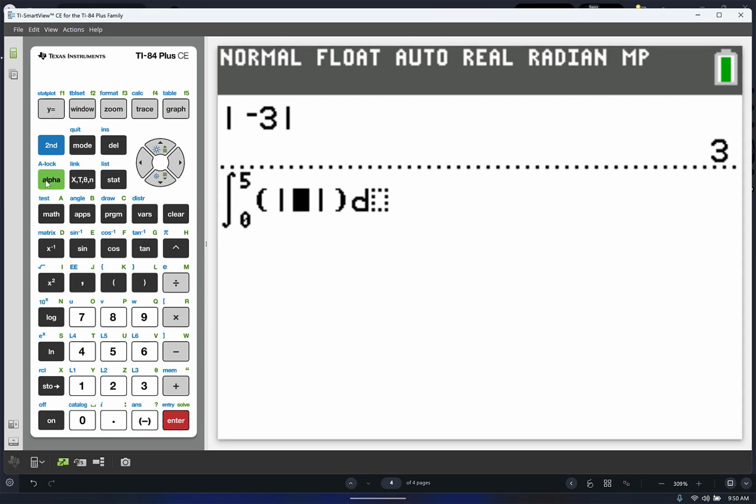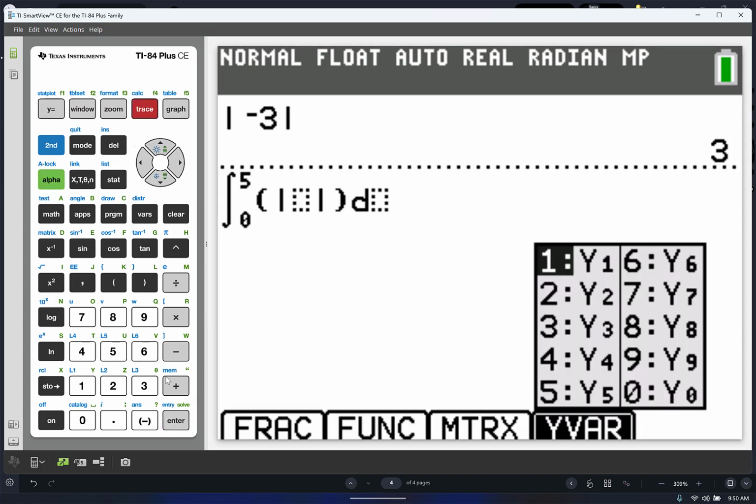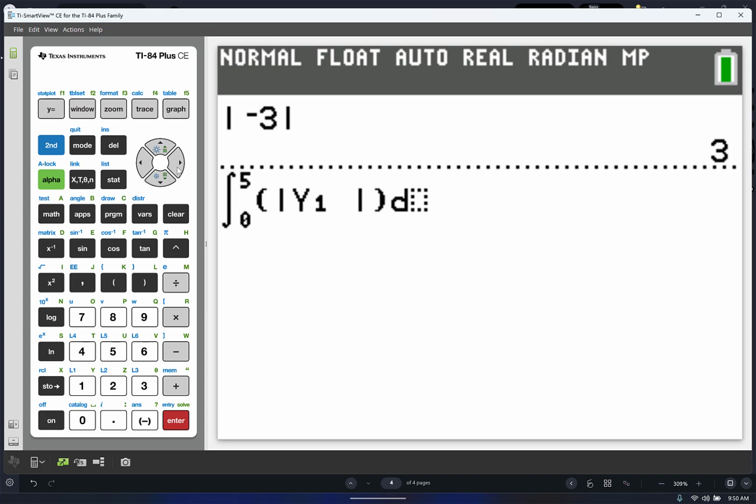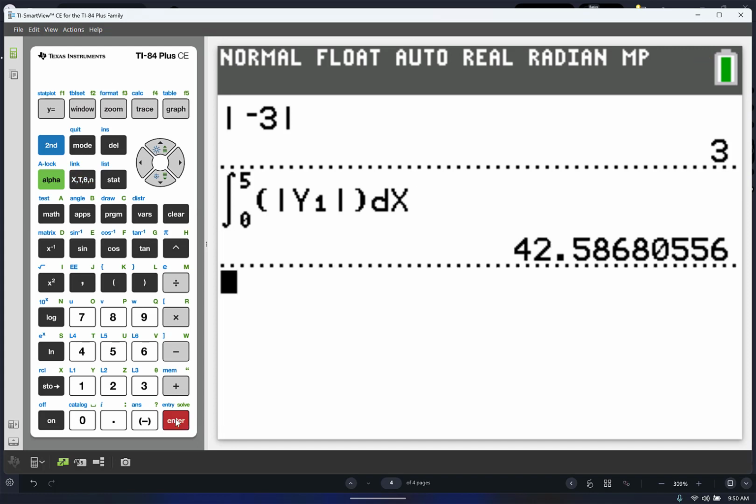Now what do I put inside the absolute value? Alpha trace and Y1. There it is. And then I just change that. I make it an X. Enter. And there's my distance traveled.